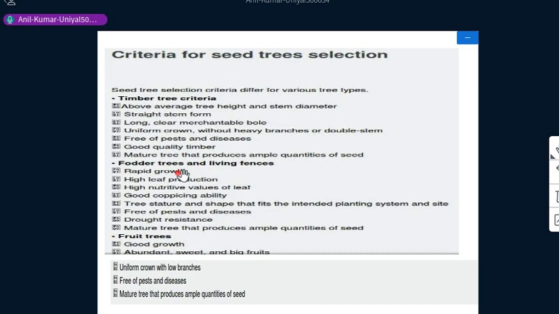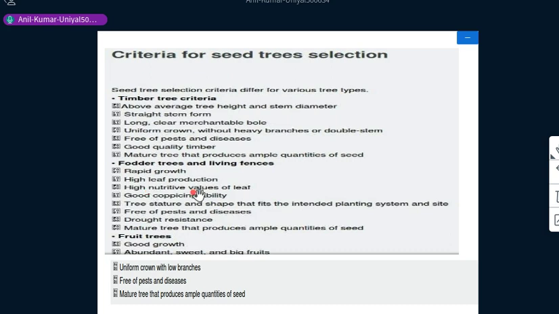Mature trees that produce an ample amount of seed, as we are looking for seed collection and selection of trees for that purpose only. Then the second category is fodder tree, and what are the desirabilities for fodder tree selection, as the ultimate aim is to collect the seed. There should be rapid growth of the new twigs, as the fodder is lopped every year in particular seasons, and it is assumed that it should be renewed, or a new flush should come immediately. That's why rapid growth is desired for fodder trees.